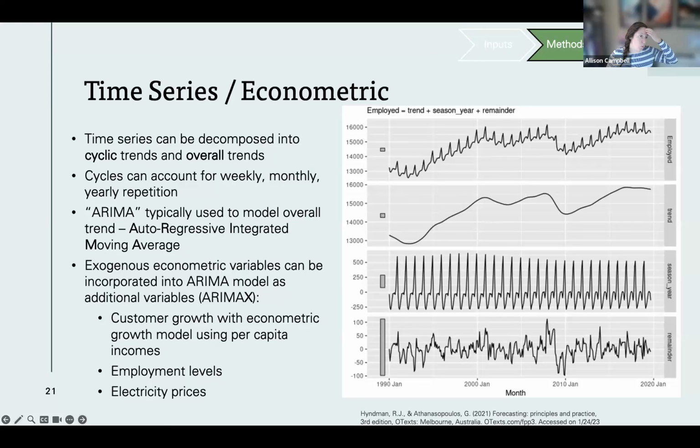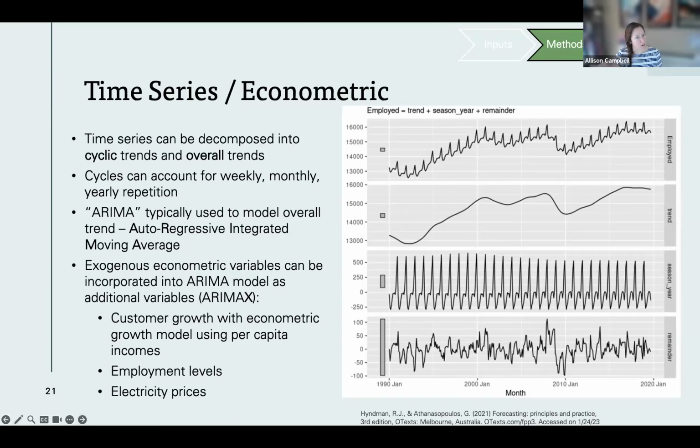So let's discuss in greater detail what an econometric or time series forecast means. An econometric forecast can be decomposed into cyclic trends and overall trends. If you're interested in learning more about the details and the statistics behind forecasts, the note here on the bottom is a link to an online free text. And this visualization shows you that your whole time series can be broken down into, so let's say the one on the top is your total historical component. And then that can be broken down into a trend, so you can even see visually that it moves over time.